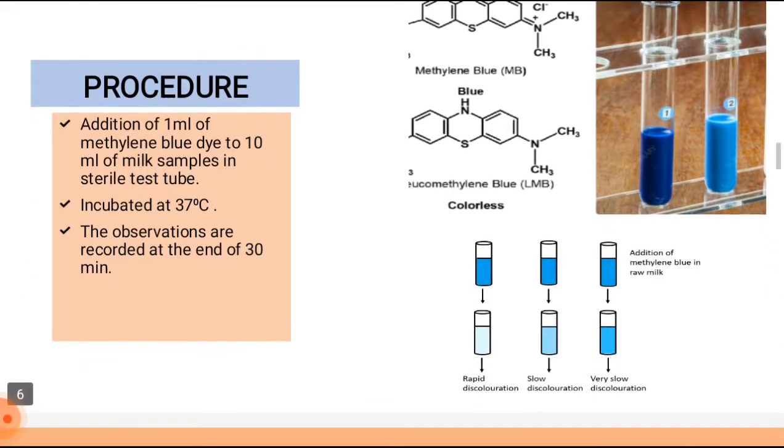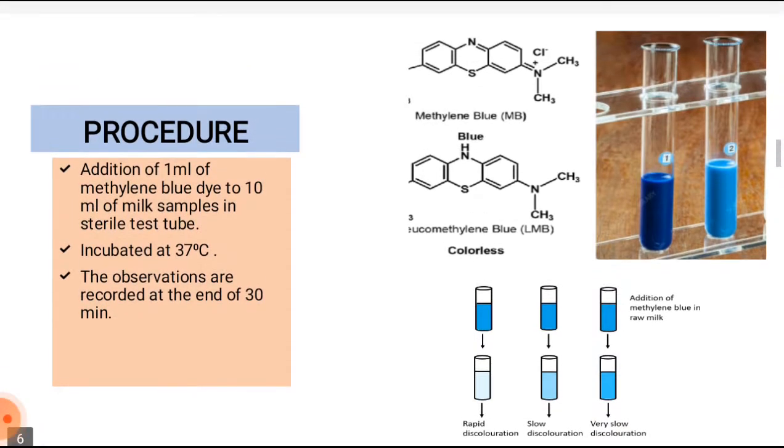Then the procedure. Before discussing the procedure, we know that in microbiology, the things which we use for the analysis should first be sterilized. Means all things like pipettes, test tubes, holders, which are used for the MBRT test, should be pre-sterilized.